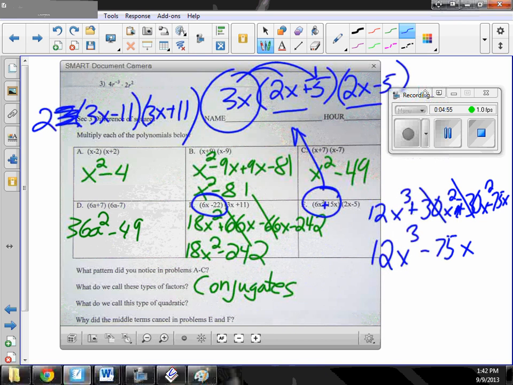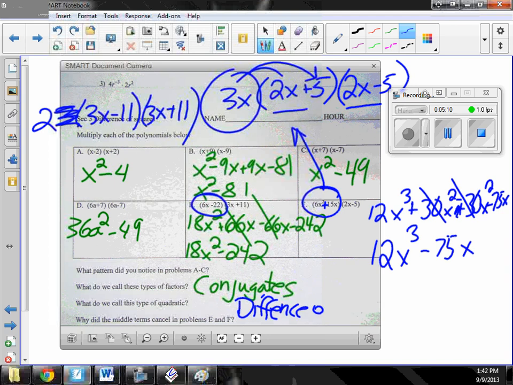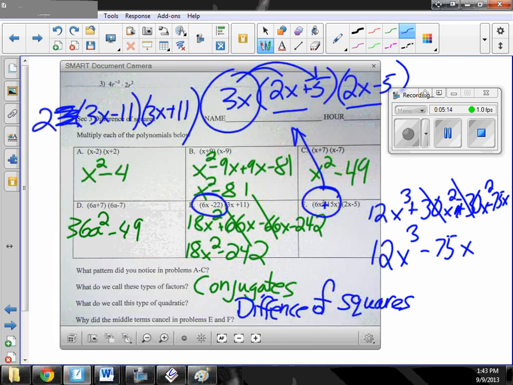So the third question says, what do we call this type of quadratic? So the ones A through D, they're called, and this one, students forget it, but you need to remember it, difference of squares. So if I take a factor and its conjugate and I multiply them together, the middle term always cancels, and we end up with what is called a difference of squares.